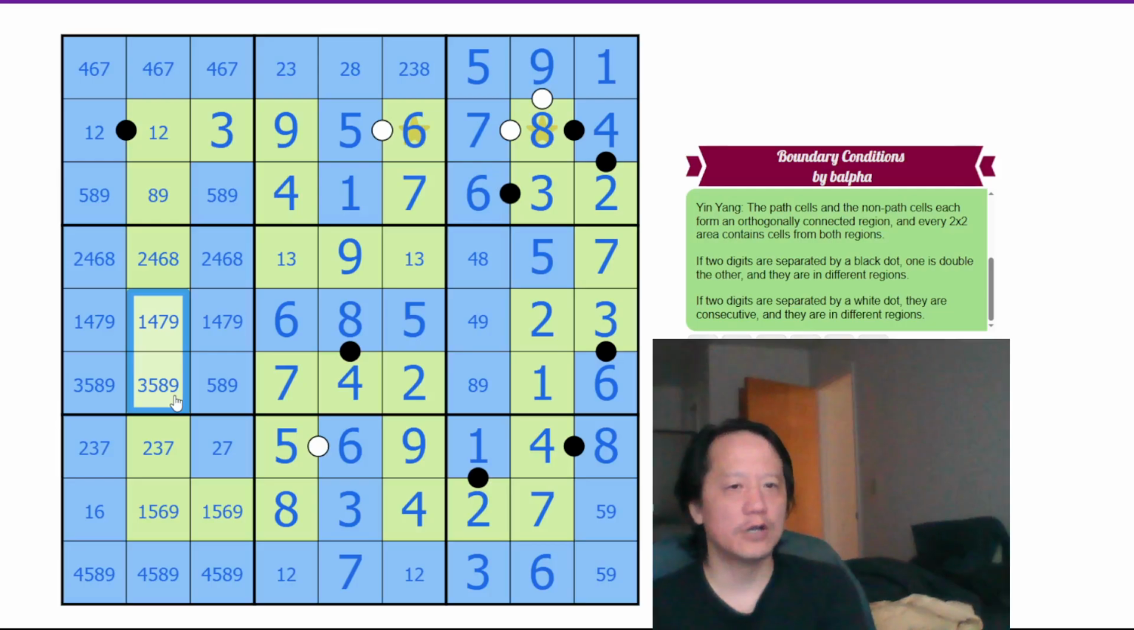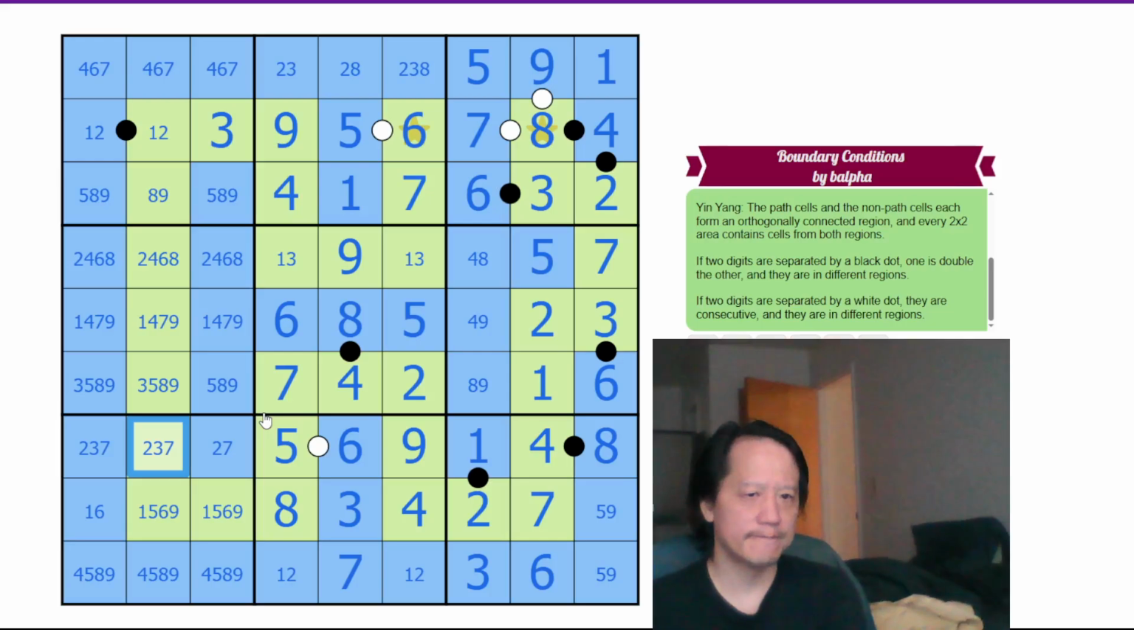Where's the 3 in column 2? It's either here or here. Which means either this must be 3 or this must be 3. If this is 3, it has to have 2 evens here. So then it must be 4 and 6 to make that work.